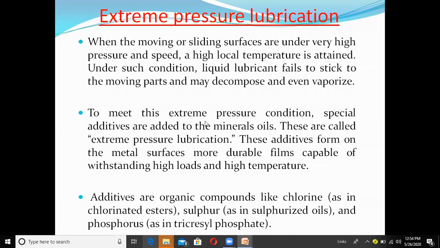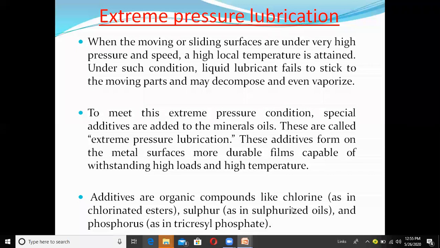We use some special additives in the oils in order to reduce the extreme pressure or the highly localized temperature. That is, in order to reduce the high temperature generated between the two moving or sliding surfaces due to the high pressure and speed, we use additives in the oils. With the help of those additives, we are able to reduce the temperature between the two components. That process is nothing but extreme pressure lubrication.